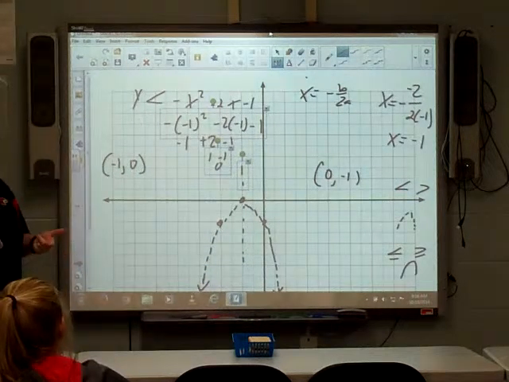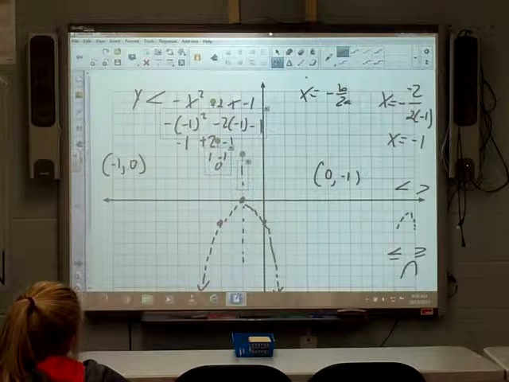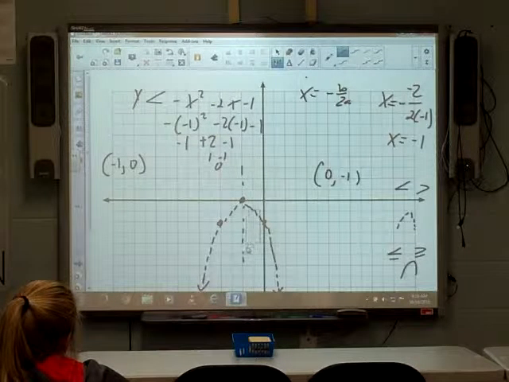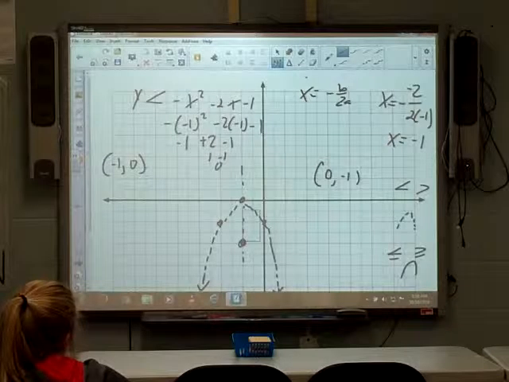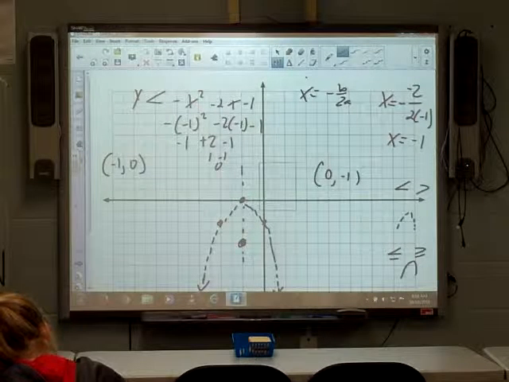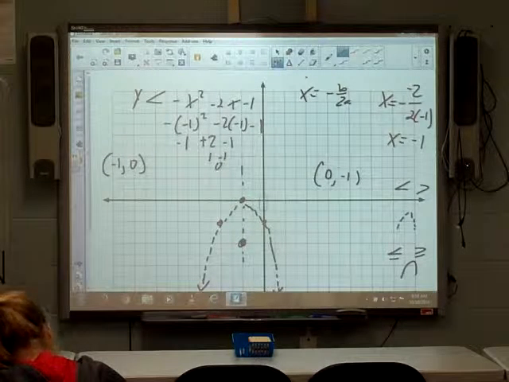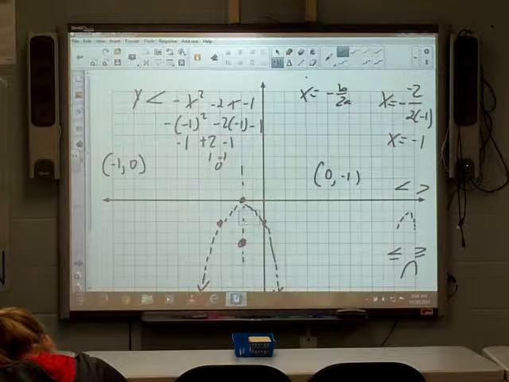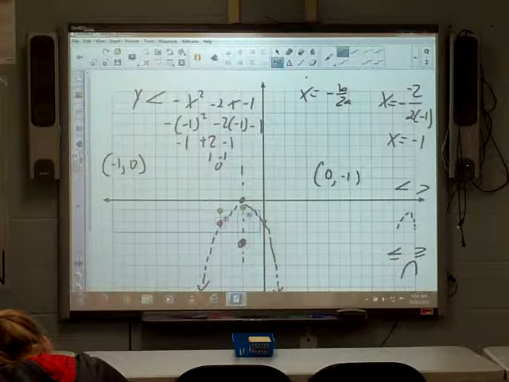So what I always do is pick a test point to check and make sure. I'm going to pick a test point that is inside the parabola. So that point right there. What's the name of that point that I just plotted on there? That is -1, -2.